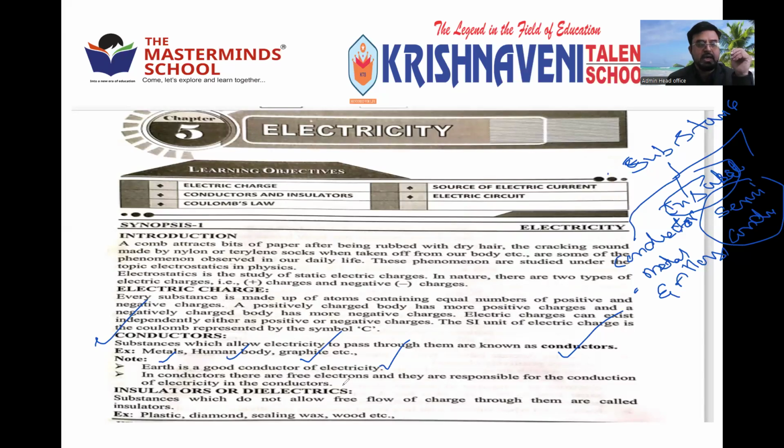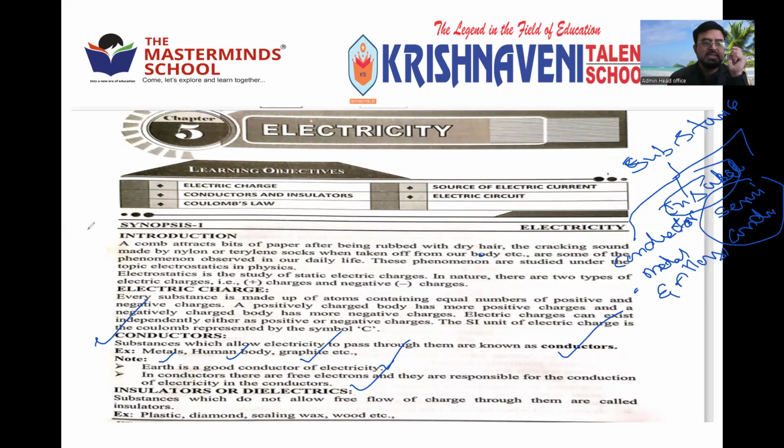In conductors, there are free electrons and they are responsible for the conduction of electricity in a conductor. Why are they conducting? Because they contain some free electrons. When free electrons flow, due to the flow of electrons, electricity will come. Got it or not? Why are they conducting? Because there are free electrons in the conductors, like metals or the human body or graphite, and many more.